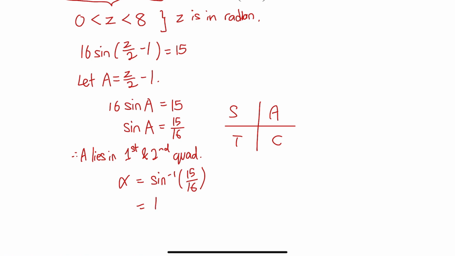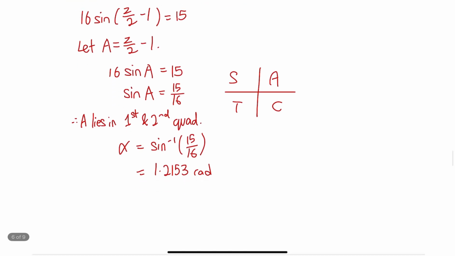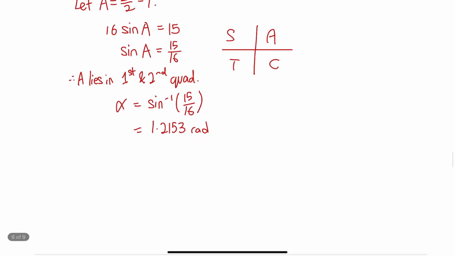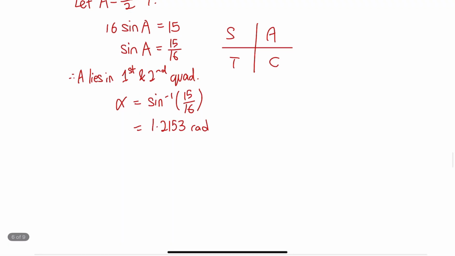This will be 1.2153 radian. This is in 5 SF. Therefore from here, this means that a is equal to, in the first quadrant, 1.2153, and in the second quadrant it will be pi minus 1.2153.